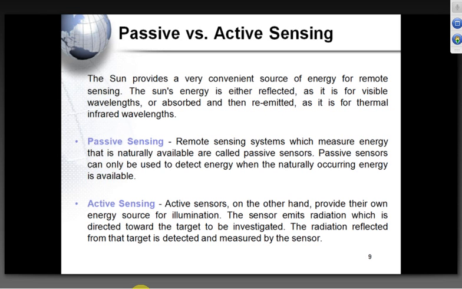But in active sensing, active sensors provide their own energy resource for illumination. So the sensors emit radiation which is forwarded towards the target, and the reflected radiation is detected and then measured by the sensor. So it will work in day and night because it is independent of the passive ones, because it is active sensing. It provides its own energy source.